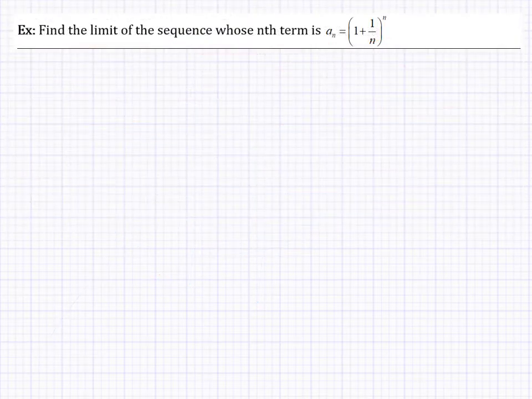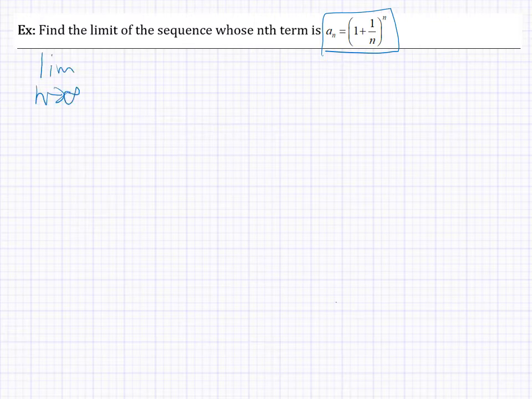So in this case, here we go. Find the limit of the sequence whose nth term is given by this formula. Okay? So this is the way we compute the nth term. So we can find the first term, second term, third term, etc. So find the limit of that sequence. So we want to find the limit as n goes to infinity of a sub n.